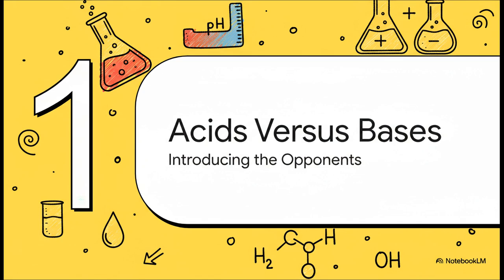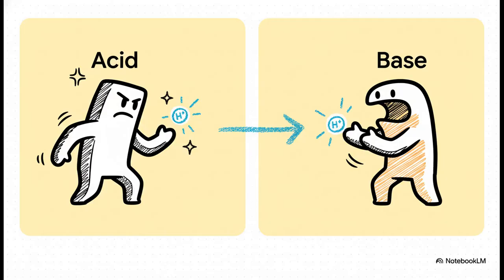So to get to the bottom of that puzzle, we've got to meet the two main players on our stage, our chemical opponents, acids and bases. Okay, so this really gets to the core of what these things are. When you boil it all down, an acid is something that gives away a tiny particle called a proton, and a base is something that takes it. It's really just a simple game of chemical give and take.